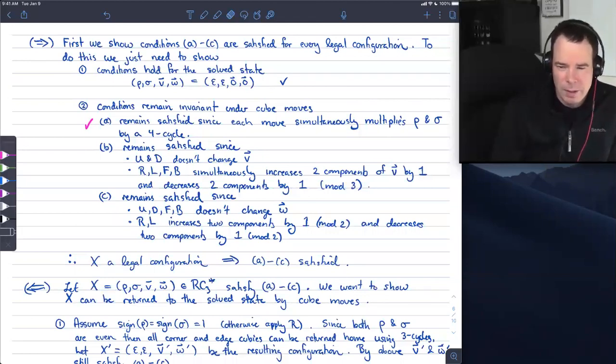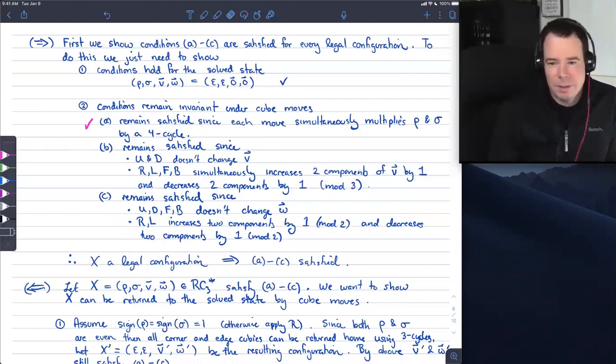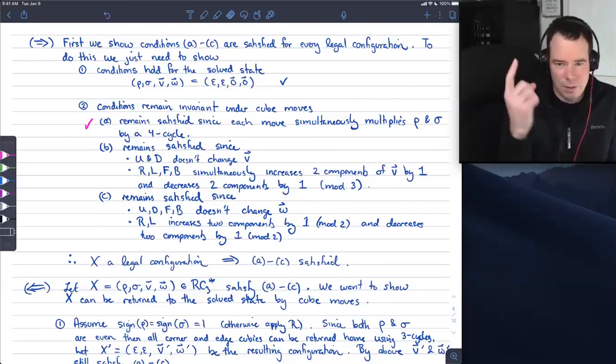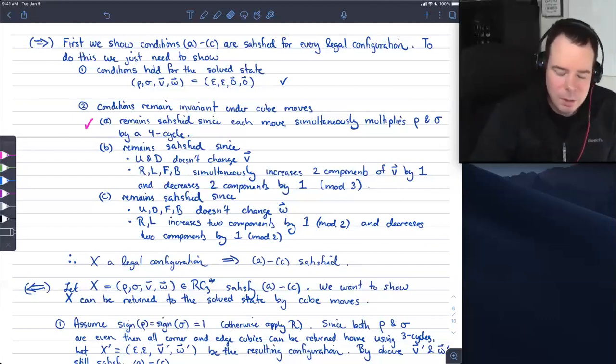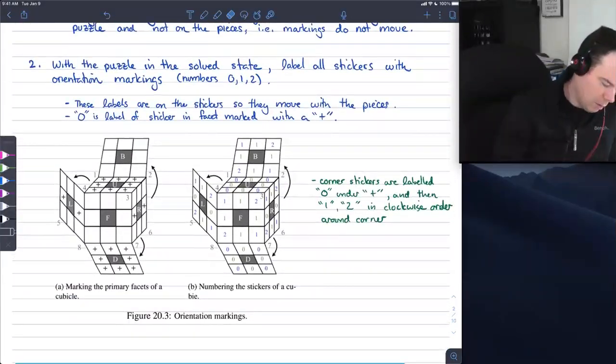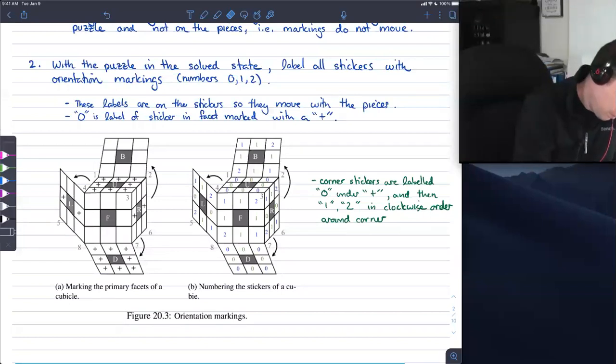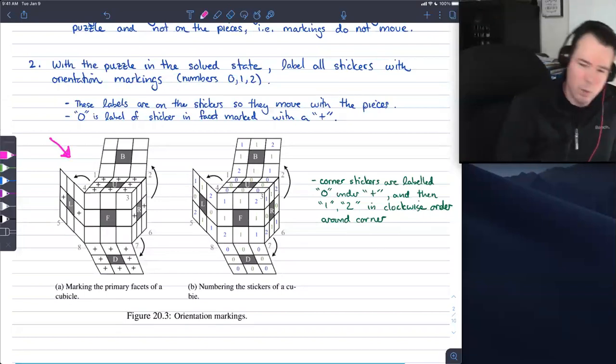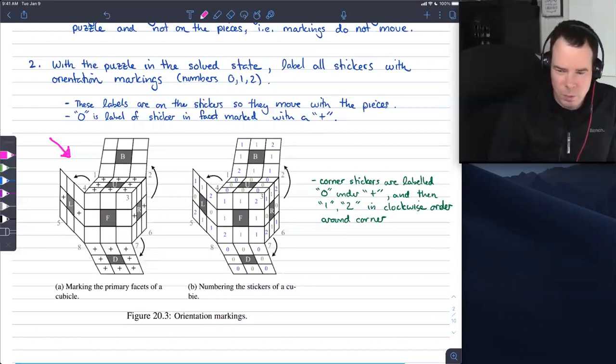What about the corner orientations? Well, they remain satisfied, so the sum is still 0 mod 3, because if you do a U or a D move, you don't change the orientations, because the plus signs are all in the top or the bottom, so you don't change the orientation of any piece. But if you do an R, L, F, or a B, I'm just going to scroll back so we can look at the picture. I'm looking at this picture here. If we do an R, L, F, or a B, what happens?